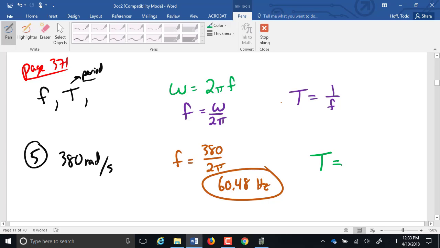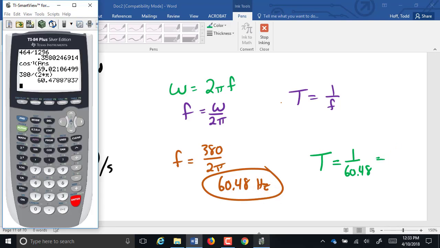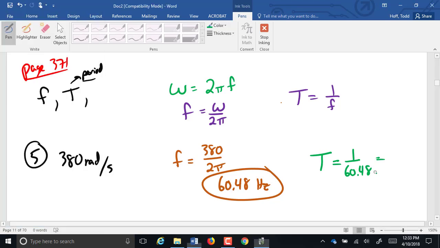Our period then is 1 over the frequency. So that's 1 over 60.48, which is 0.0165 seconds, or 16.5 milliseconds if you want to look at it as milliseconds. Either one of those is fine. Any questions on those?